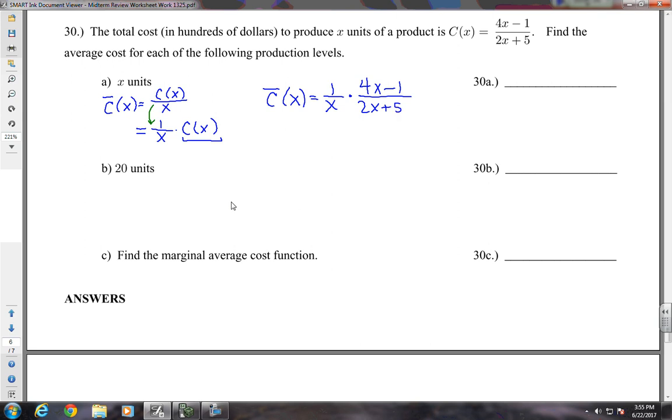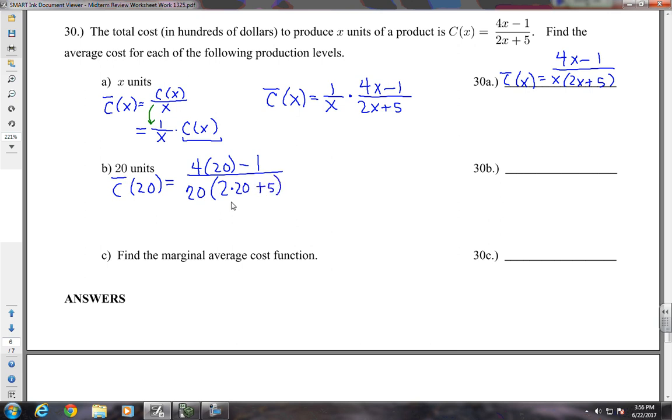Gluing that denominator together, we obtain average cost is (4x minus 1) over x times (2x plus 5). Part B, we are finding the average cost at 20 units of production. So we're simply going to take our average cost function that we just determined and plug 20 in for x. So we obtain 4 times 20 minus 1 over 20 times (2 times 20 plus 5).